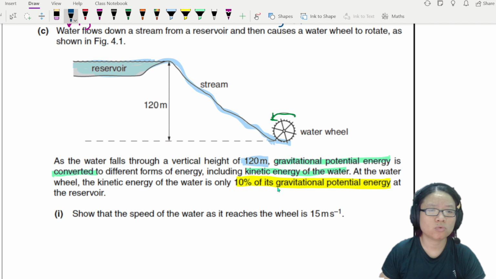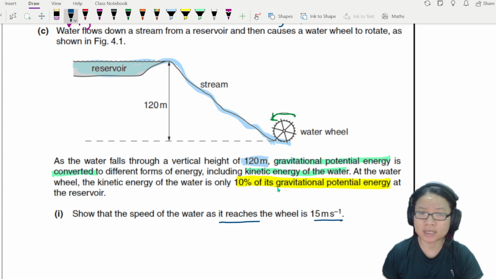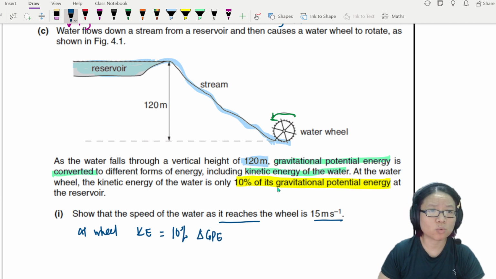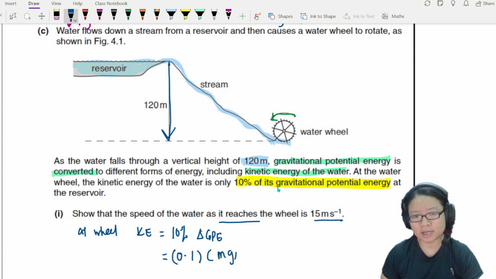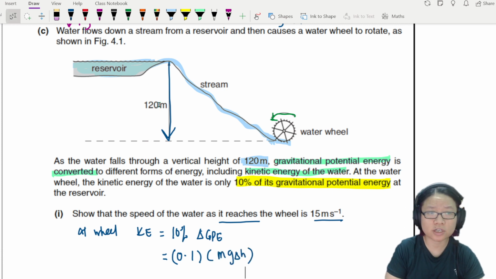All right, so show that the speed of the water as it reaches the wheel is 15 meters per second. So that means at the wheel, the kinetic energy is only 10% of the change in GPE of the water as the water flows downhill. Only 10% left. It's not very efficient. Well, what to do? So 10% is 0.1, and change in GPE is mg delta h. Delta h here is 120.